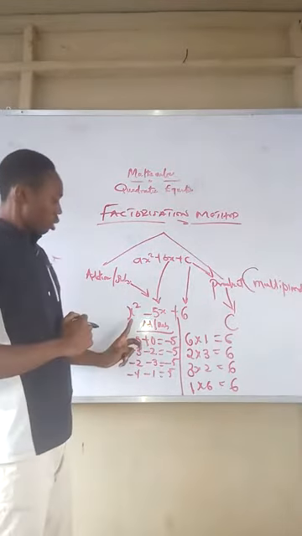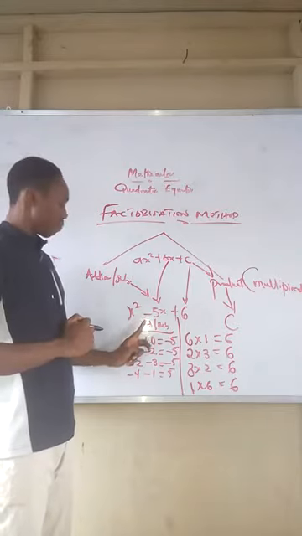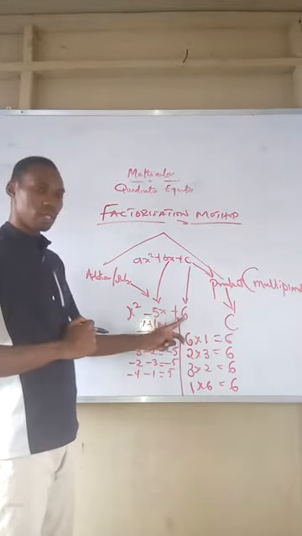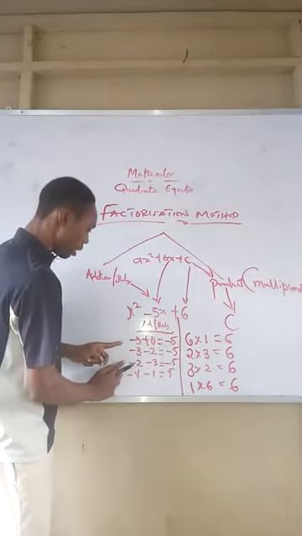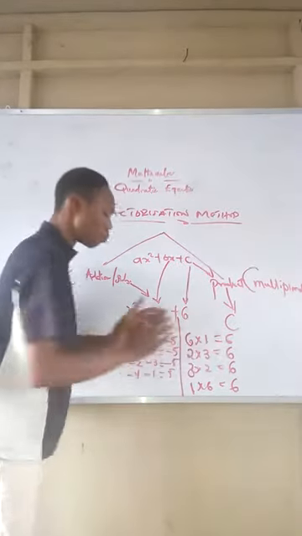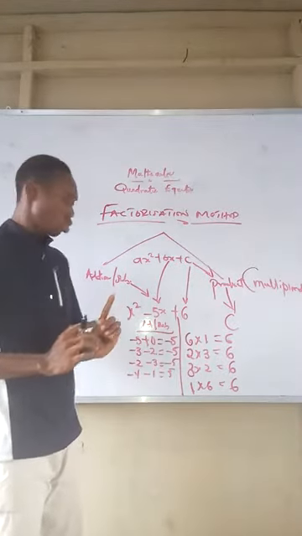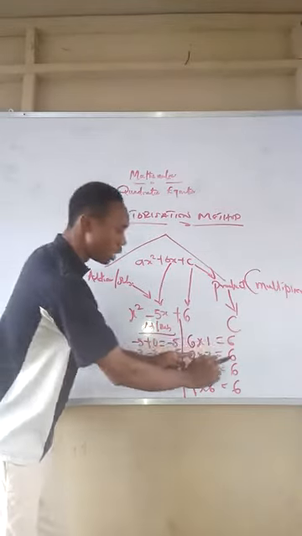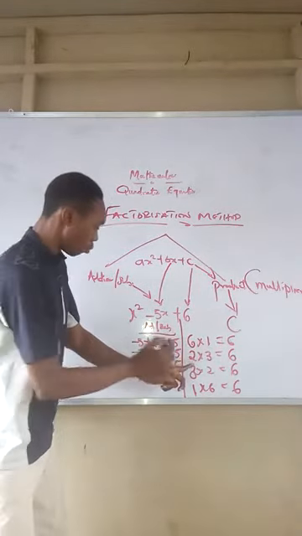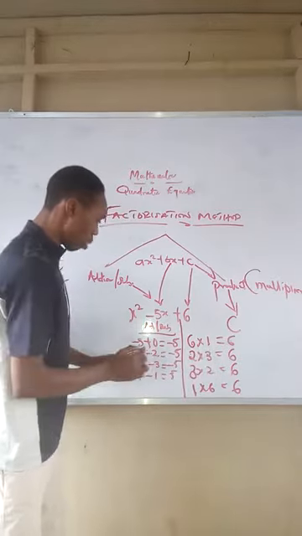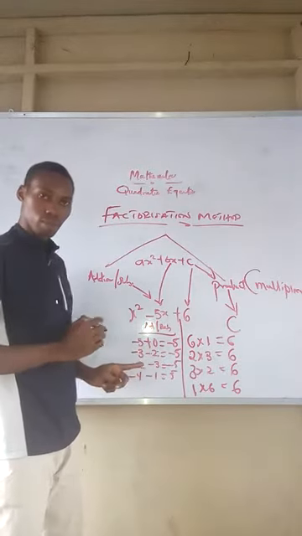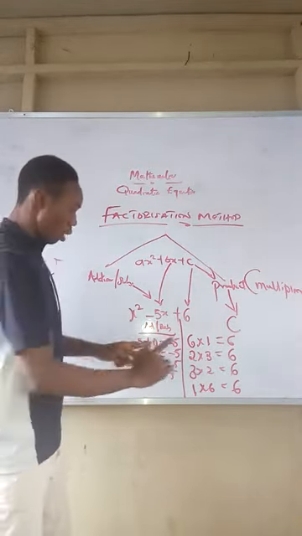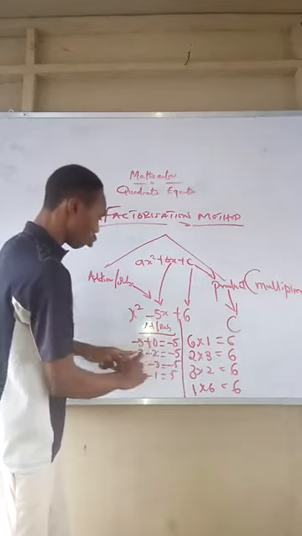Now this is our question: x squared minus 5x plus 6. The number that is here and the number that is here must be the same. So which number is here? And that number is also here. Here we have 2 and 3. Here we have 2 and 3. True or false? We have 2 and 3 here. We have 2 and 3 here.